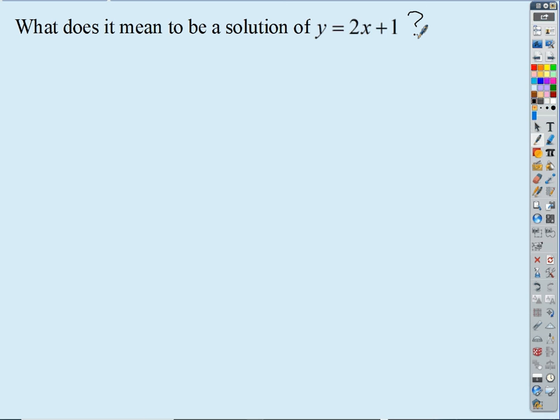Talk about solutions. Usually we're supposed to find the solution. Usually it's the answer you're writing in the answer box. But there's more to it than that. What's it mean to be a solution of an equation? What's it gonna be?